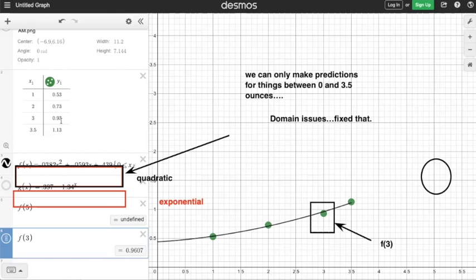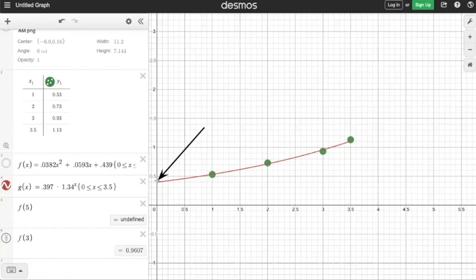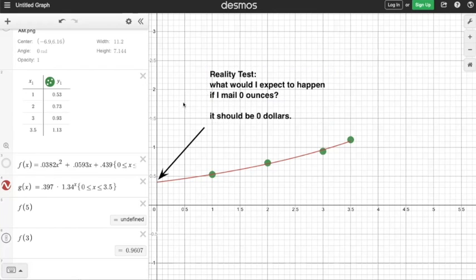We tried 2 linear functions. Now we've tried a quadratic, and it didn't work. Let's try the exponential. I think the exponential is going to have similar issues. This is predicting that if I mail something weighing 0 ounces, it costs me about 50 cents. So a reality test here is, what would I expect to happen if I mail 0 ounces? Should be $0. This model violates that reality test. I'm going to throw it out on that basis.